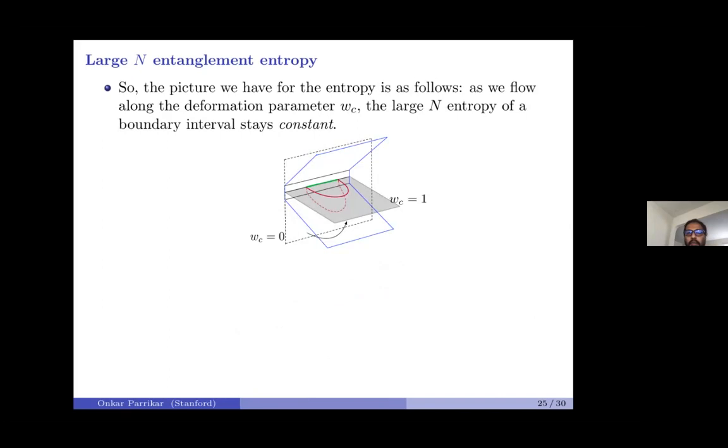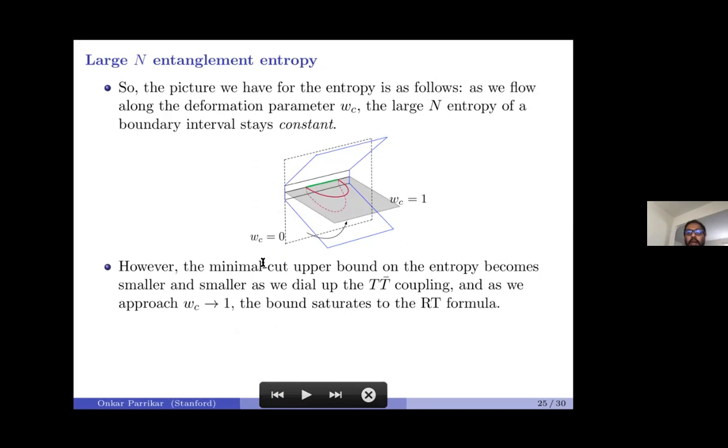As we flow in this WC direction, as we fold the boundary Euclidean path integral into the bulk, the large N entropy of a boundary interval stays constant. However, the upper bound that we obtain, the minimal cut upper bound on the entropy, becomes smaller and smaller, because remember the upper bound at any given value of WC is given by the minimal length surface on that particular bulk slice at that value of WC. So that's this dotted curve here.